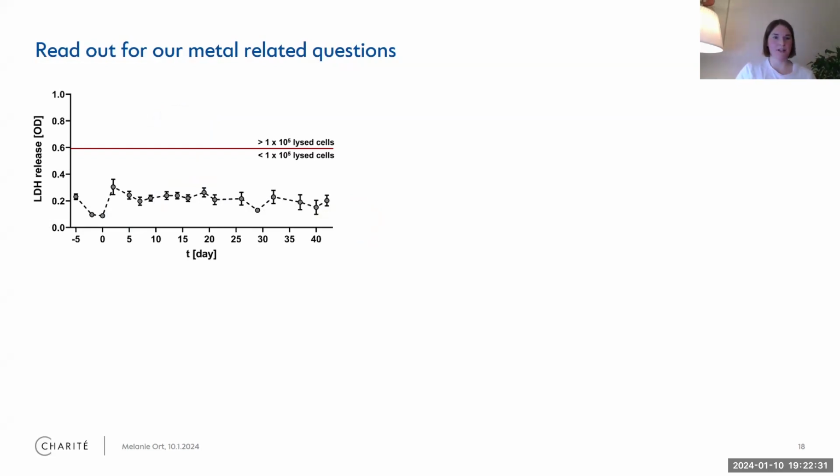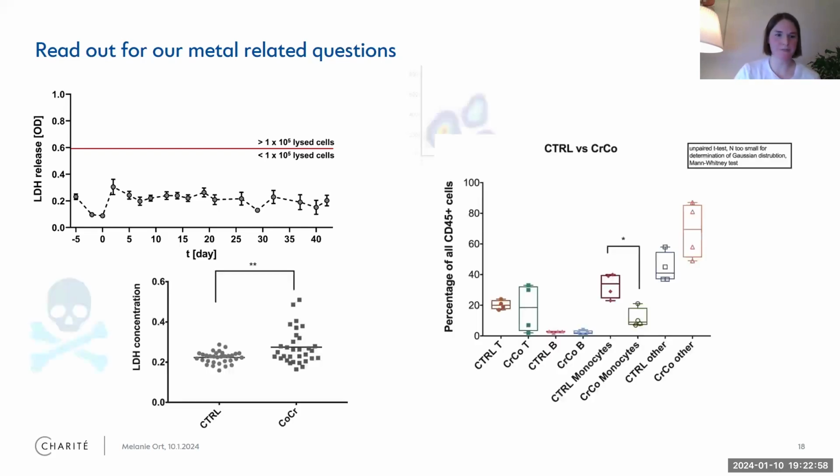what cell numbers, how many cells die. So you have your assay, and then you maybe want to know, what does it mean? I have my assay, but how many cells actually died during the process? So we had a colleague running some assays, so we basically knew what kind of cell numbers we're talking about when we measure LDH values within our chip system. And for chromium and cobalt, we could actually see that over time, the LDH concentration was increasing.